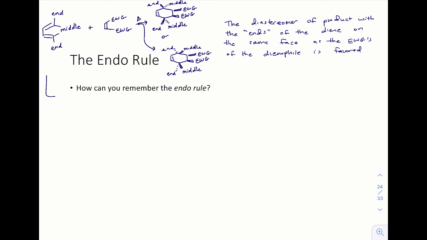It means that for this generic Diels-Alder reaction, this is the endo product, the product that's favored that has the ends of the diene on the same face as the electron withdrawing groups from the dienophile. That is called the endo product. The endo product is favored over the exo product. The exo product has the ends, those end substituents of the diene, opposite to the electron withdrawing group. So the endo product is favored.